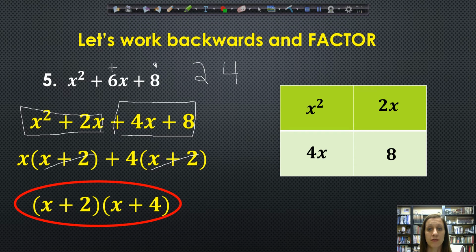So then you just have to fill out the rest of your box. X squared is x and x. To give me 2x, I already have the x, so I just need the 2. And then to get the 4x, I just need the 4 out here. And then you can check. 2 plus 4 gives you the 8 that you need. So the factors are the same, x plus 4 and then x plus 2.